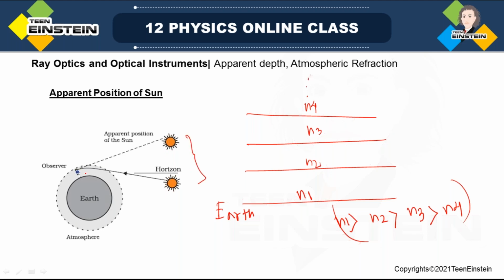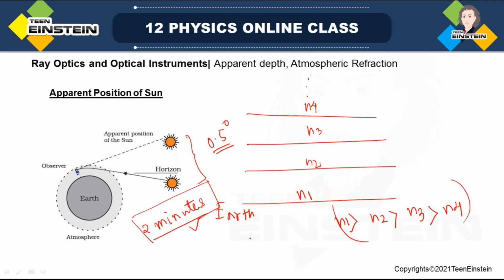So this apparent shift happens by almost 0.5 degree. Okay, 0.5 degree, and because of that we'll see the sun 2 minutes before, or even after 2 minutes of the sunset. After 2 minutes also we'll see the sun above the horizon.